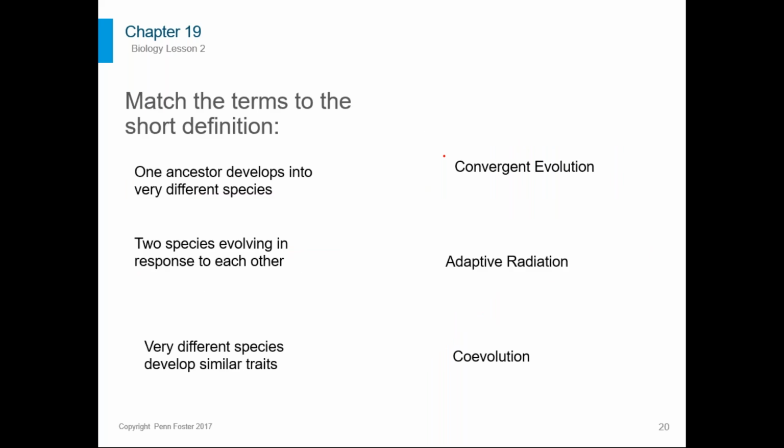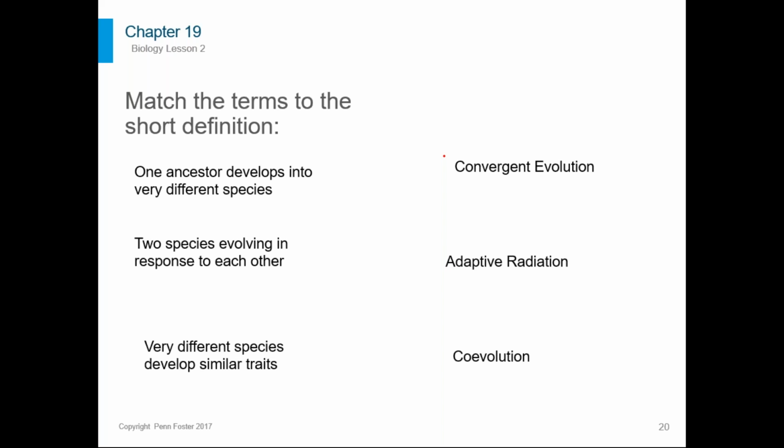And a quick review of some vocabulary here, match the terms to the definition. So one ancestor develops into a very different species, two species evolving in response to each other, and very different species develop similar traits. So which term is which? I'll give you a few seconds to think about it. Again, if you need more time to think, you can pause the video.